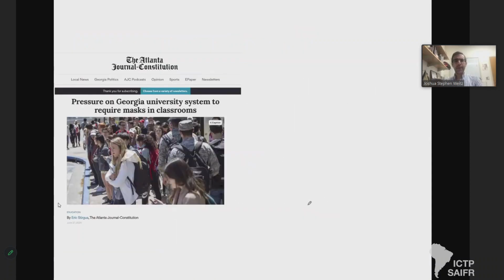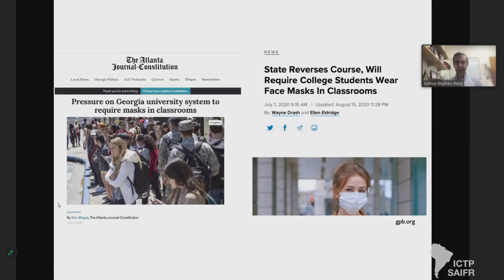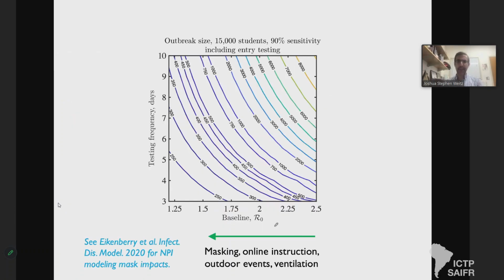And so the one thing we fought was a battle to require masks in the classrooms. First, the state didn't want to require them, and then we won that battle, so we knew that we had some protection from masks. And so we built a model in which we have some reduction in baseline R0 from 3 down to something we thought was between 1 and 2. And what we wanted to do is test everyone, or as many people as possible, on the order of 1 week.